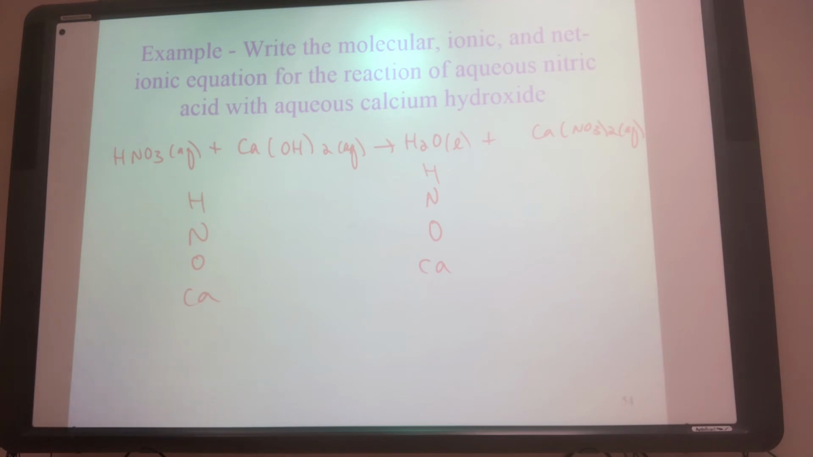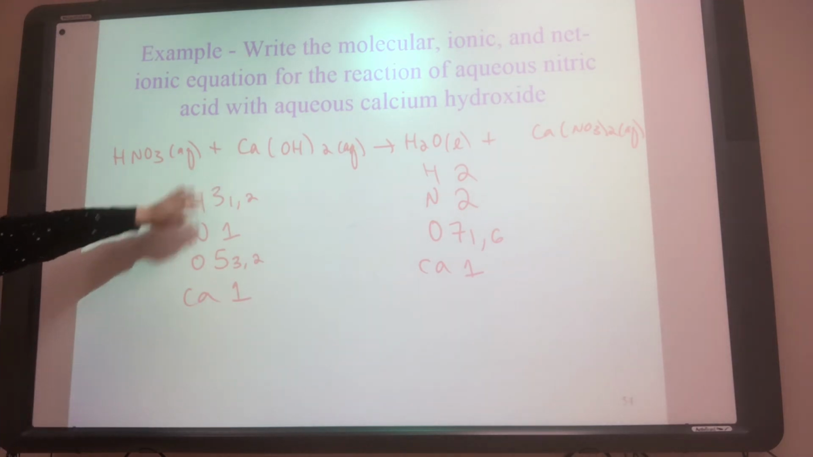All right, H I get from here and here, so I get 1 from the first one, 2 from the second, so that's 3. N is only there. O I get 3 from here and 2 from here, so that's 5. And 1 Ca. H is just here. N is here, which is 2. O is 1 from here and 6 from there, so I get 7. And 1 Ca. So I don't want to do CHNO.